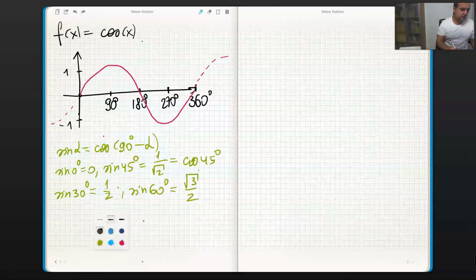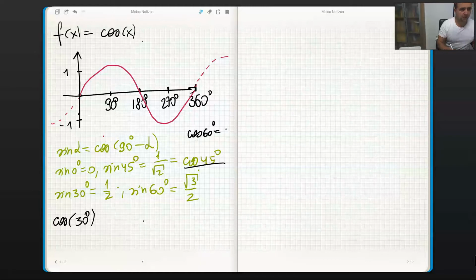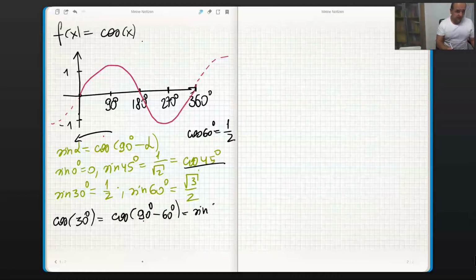What does it mean for the cosine? Well, for the cosine it means if you have the cosine of 45, we got it. What about the cosine of 30? Last time we've also done the cosine of 60. If you remember, the cosine of 60 was a half. So cosine of 30 is actually, as you can see using this equation, the same as the cosine of 90 minus 60. That's the sine of 60, and that's square root of 3 divided by 2.